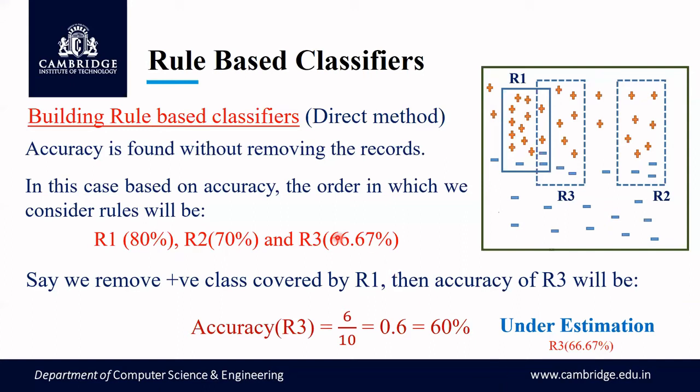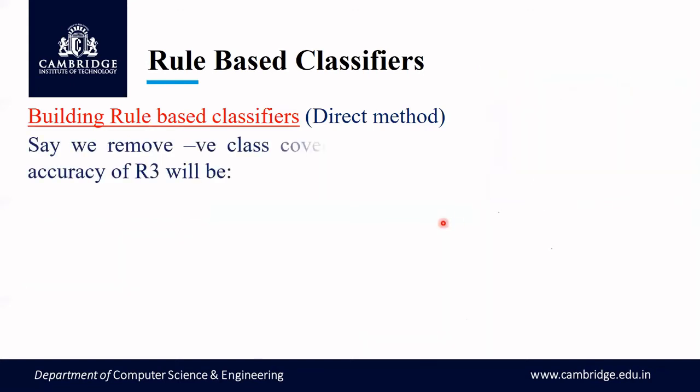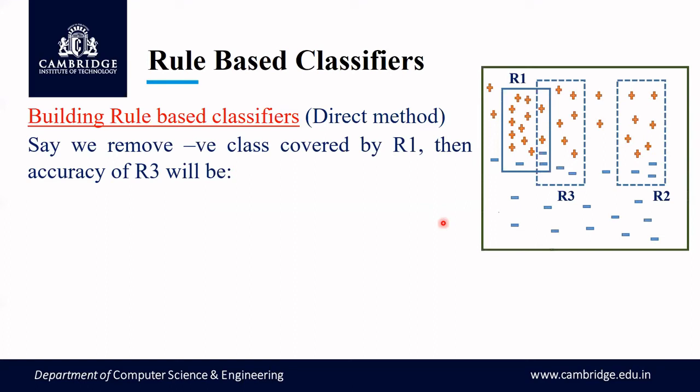So previously it was 66.67%. Now it is 60%. I have a reduced accuracy. And why did this happen? That is because I removed only the positive class. Okay. So now consider you will remove only the negative class. You will remove only the negative class covered by R1. So you will remove these two.